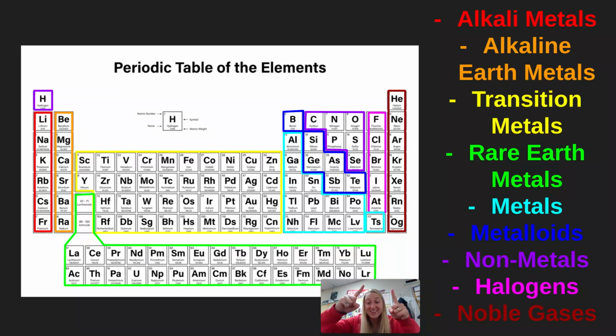Okay, so hopefully this right here is what your periodic table looks like in your notes. Again, colors don't matter. I don't care what color you made things, as long as all the colors match up properly with the family names, you're good to go. So that is what I need you to know about the families of the periodic table.